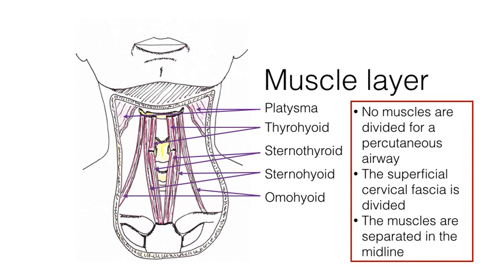No muscles are actually divided for a percutaneous airway. Only the superficial cervical fascia is divided in the midline. The muscles are then gently separated in the midline and pushed off to either side.